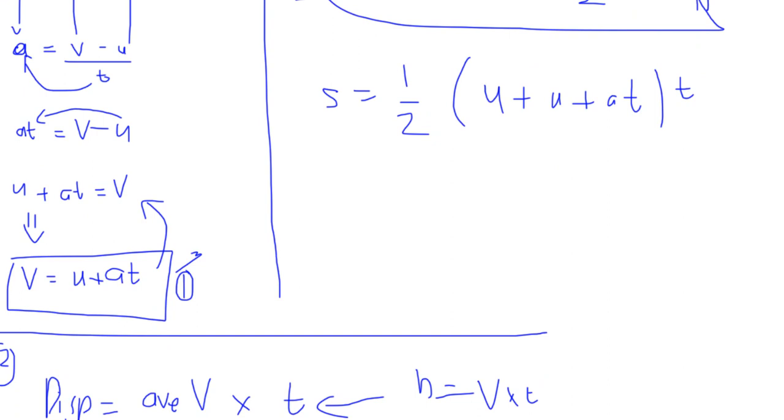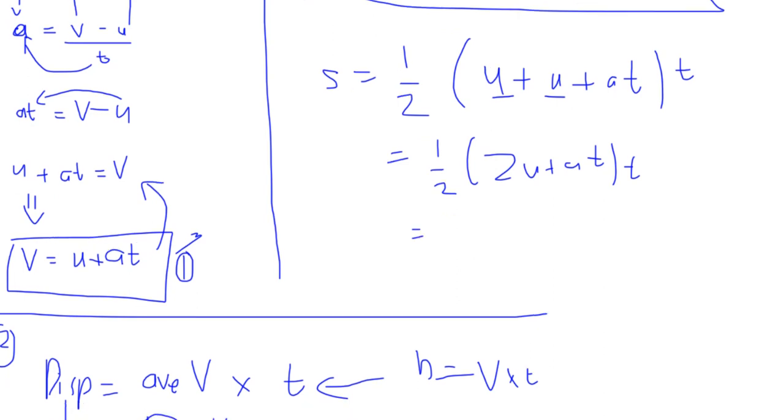All right, after we get that, we can have u plus u, so we get half (2u plus at), there we go, and t is still on the outside. Now we're just going to open this bracket and we'll get u, and once we open this bracket, this will be times u. Don't forget we also have a t here, it will also be times t.